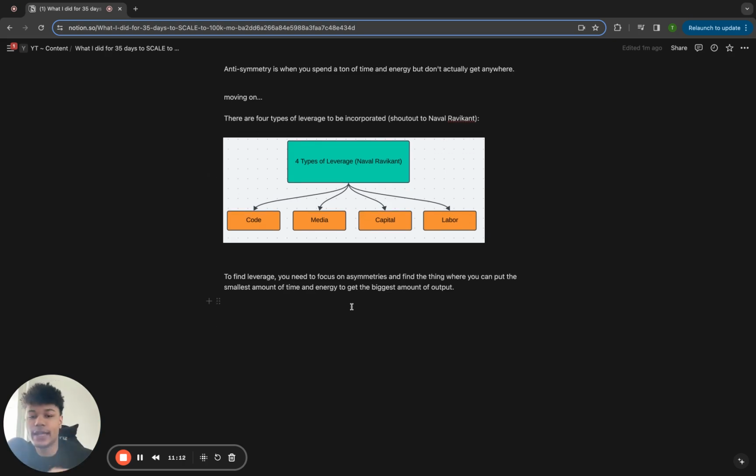To find leverage, you need to focus on asymmetries and find the thing where you can put the smallest amount of time and energy to get the biggest amount of output.